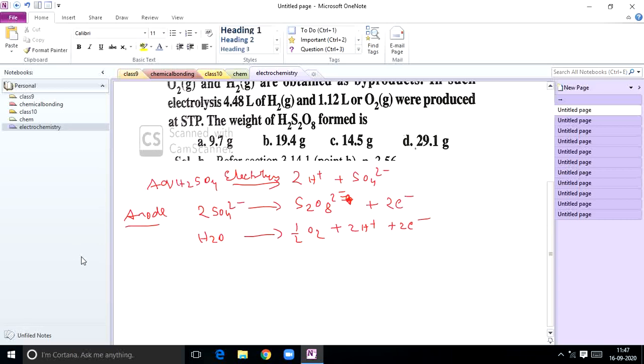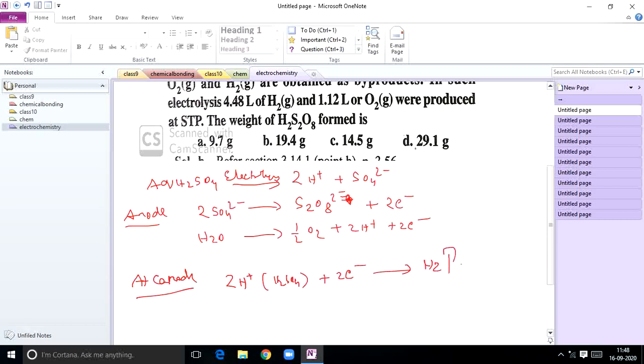So at cathode, suppose you take 2H+ from sulfuric acid, you will get plus 2 electrons. So finally at cathode, which gas is liberated? Hydrogen gas is liberated at cathode. So here at anode, two possibilities are there. One is evolution of oxygen gas, at the same time formation of H2S2O8 (peroxodisulfate) ions. So at cathode only one reaction takes place, but at anode two reactions take place.